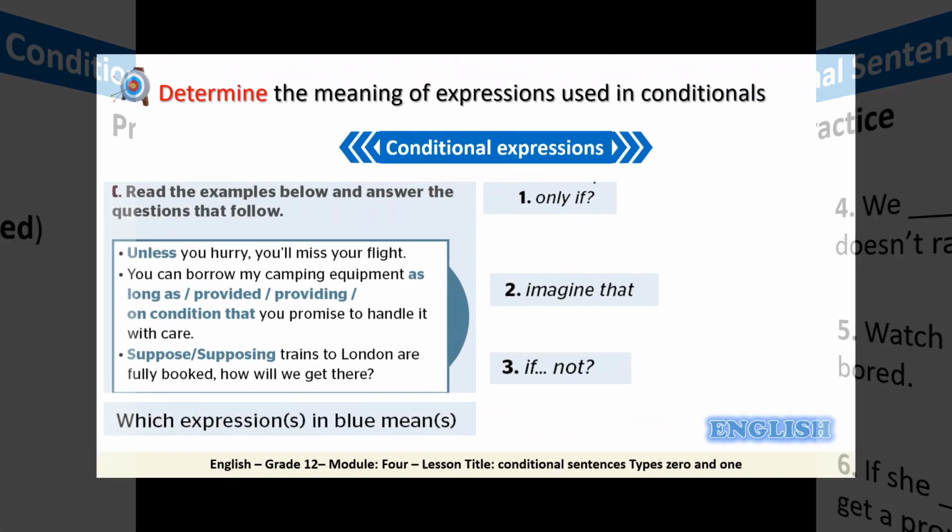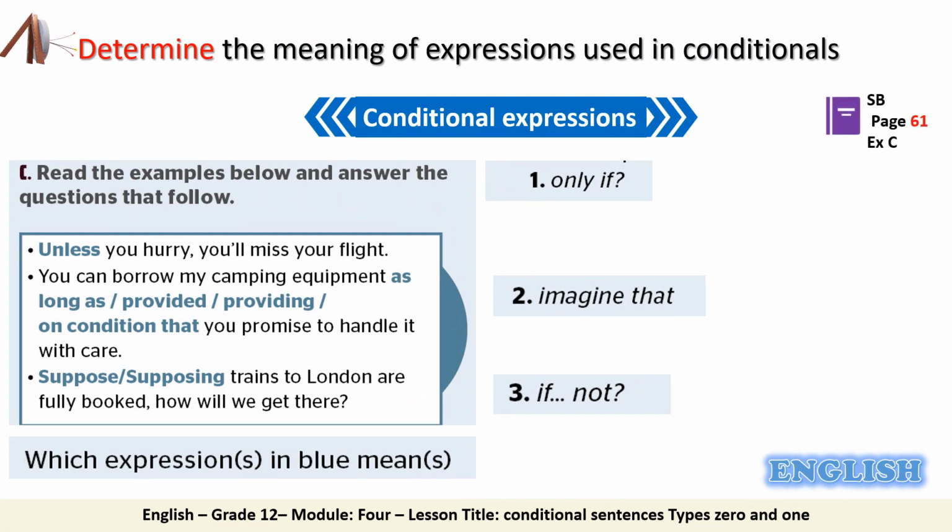Now for the second objective, we will do activity C in your student's book, page 61. On your left hand, you have conditional expressions in blue. Your task is to read the examples and find out which expressions mean if only, imagine that, and if not. So please pause this video here and do the task.